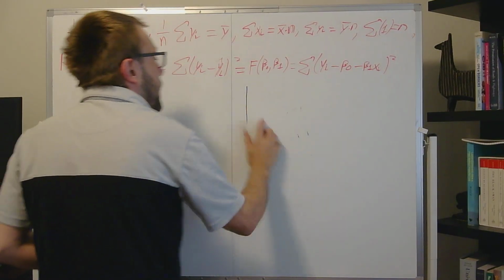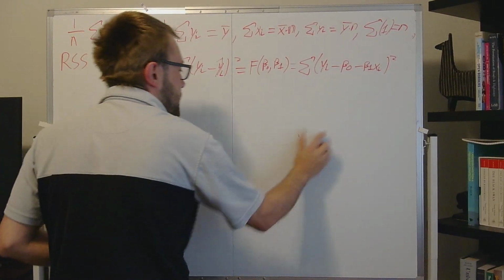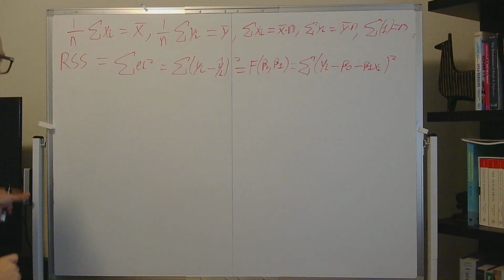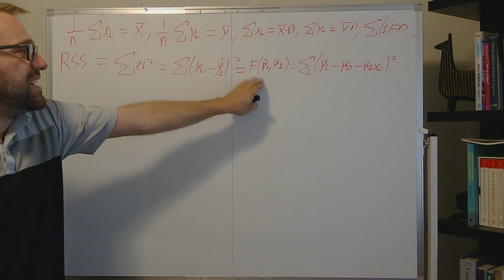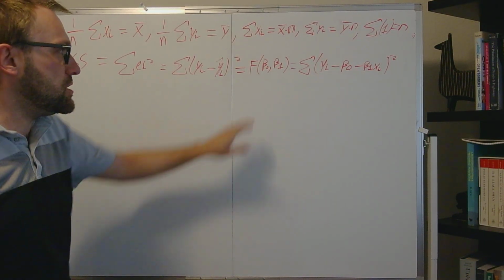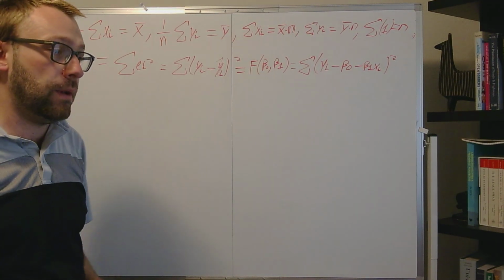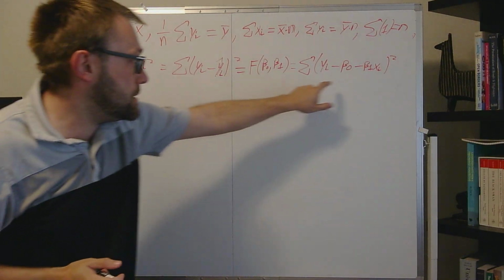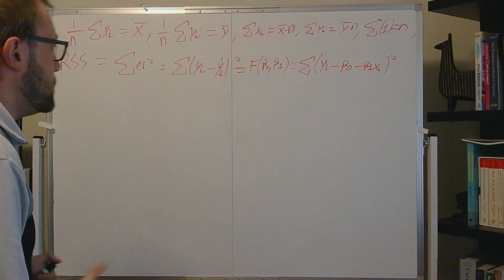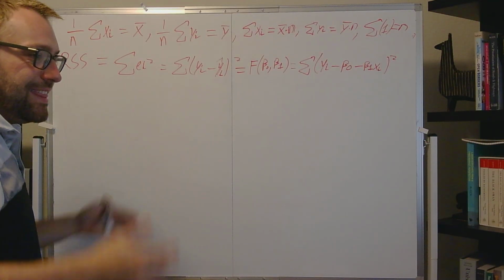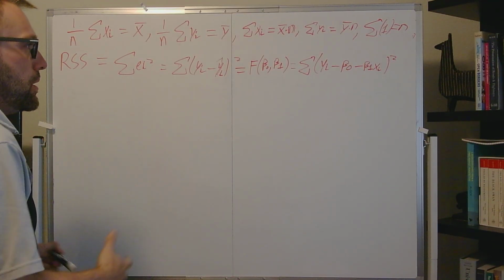So how do we do that? How do we minimize our residual sum of squares? That's why I call this a function. Just saying it's a function of beta naught and beta 1, because those are our targets. Those are what we want to manipulate. Those are the parameters in the equation that we want to manipulate.